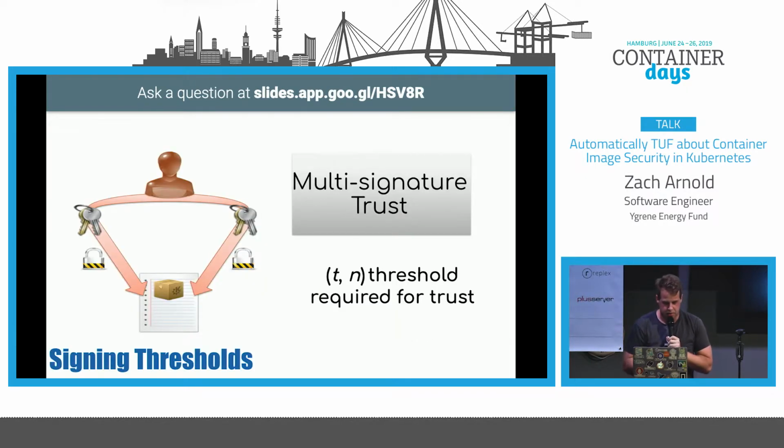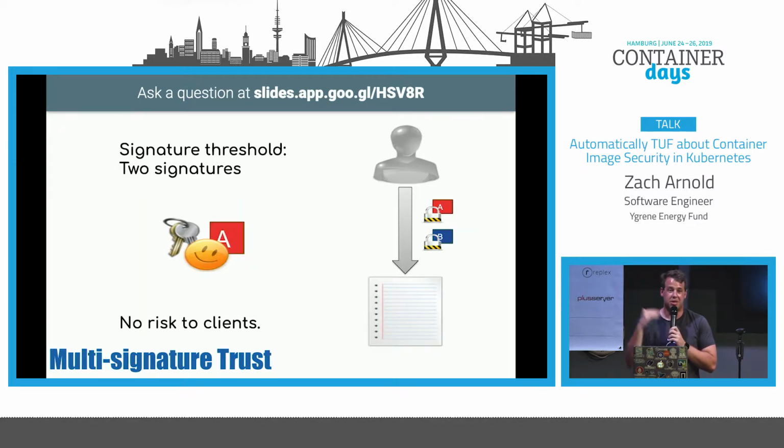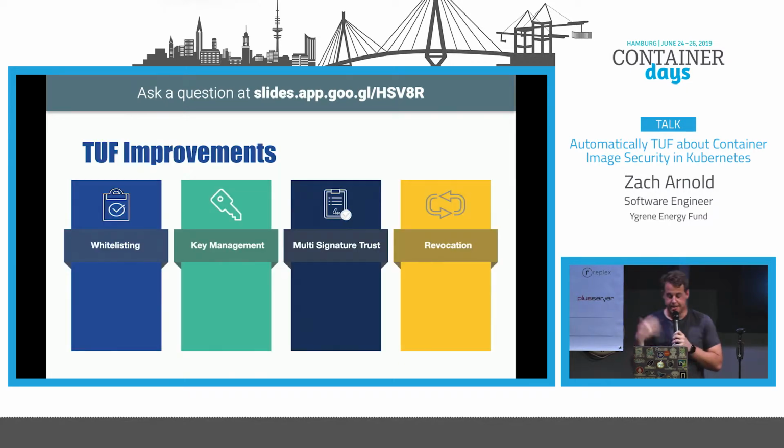All right. So other things that TUF adds, we can do multi-signature trust, which just basically means multiple people can sign off on a particular package before it actually gets included. And it means that we can also set thresholds so that it has to be signed by 2 people before it can actually be included. Recent TUF improvements, key whitelisting, management, multi-signature trust, and revocation. So basically, whitelisting is I have a specific set of keys that you're allowed to use. The management aspect is, and here's how they can be used. Multi-signature trust is what we just described, and revocation is exactly what I just described earlier.